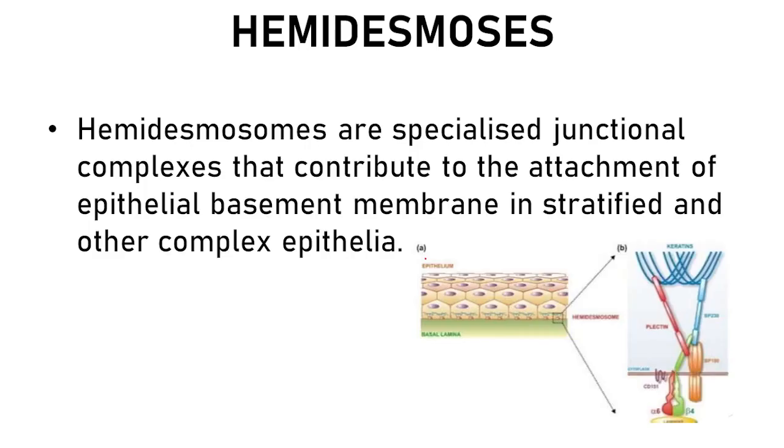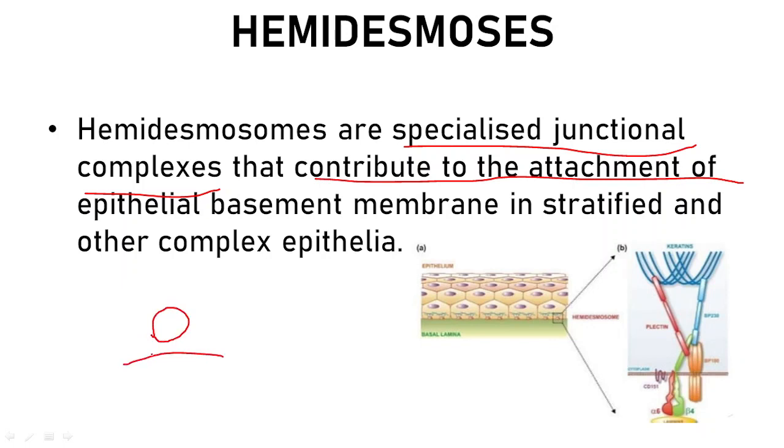Then we are going to the next topic, hemidesmosomes. Hemidesmosomes are specialized junctional complexes that contribute to the attachment of the epithelial basement membrane in stratified and other complex epithelia. The cell is attached to the basement membrane through structures known as hemidesmosomes. It connects the cell to the basement membrane.